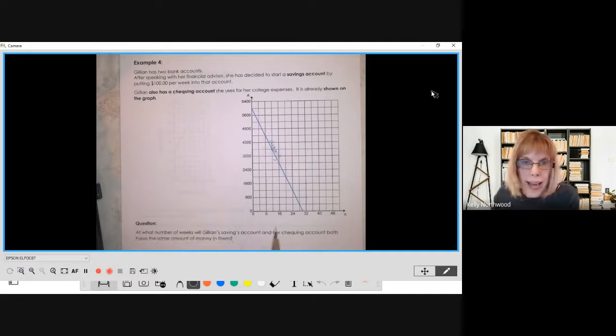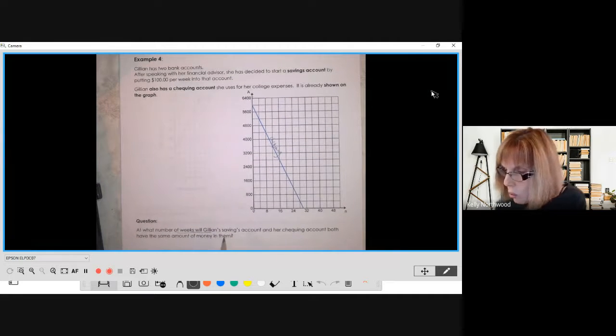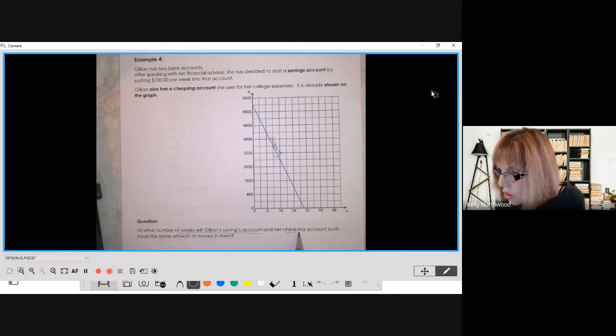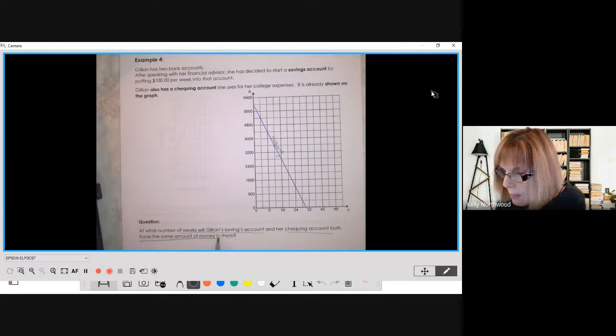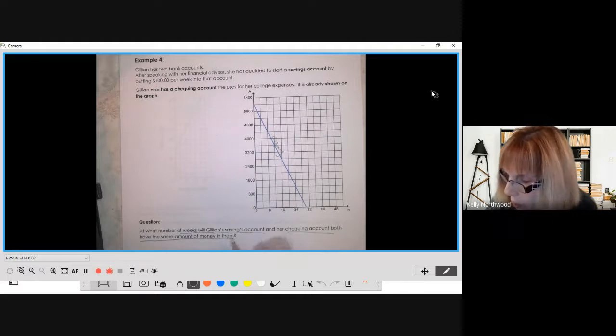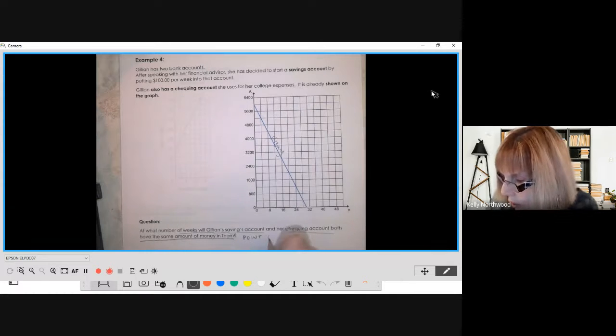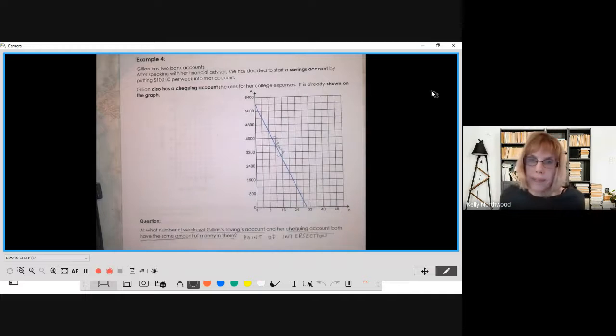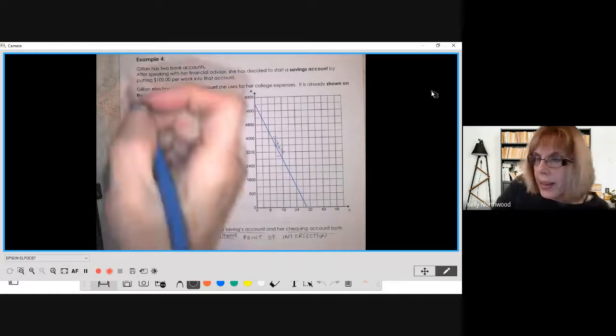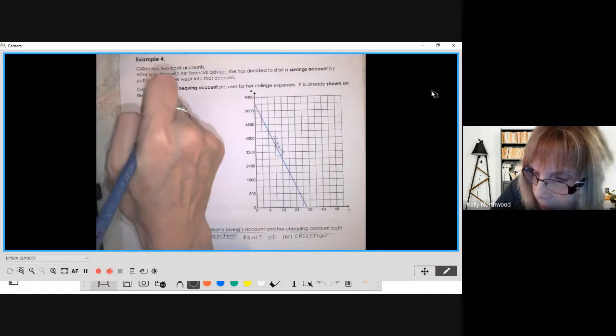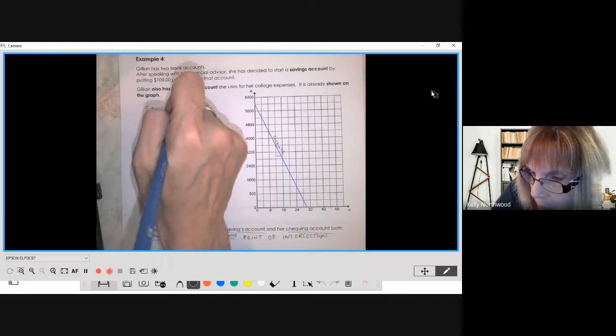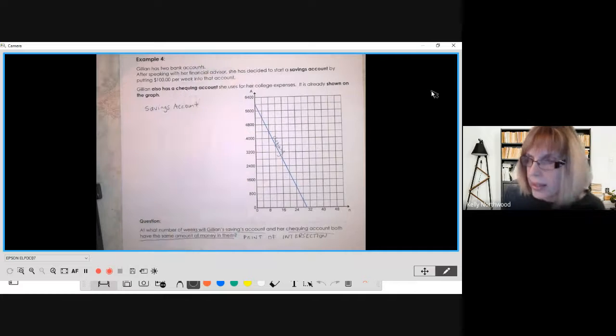So the question is, at what number of weeks will Jillian's savings account and checking account both have the same amount of money in them? Okay, so it's asking about the point of intersection, but there's only one line on our graph so far. So we have to draw the other line that's going to represent her savings account. So when we're doing that, there's a couple of things to keep in mind when you're creating the line, okay?